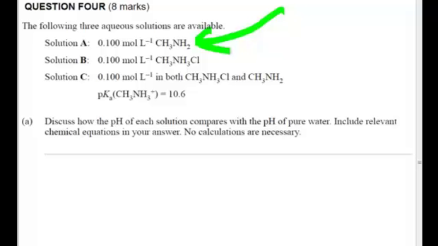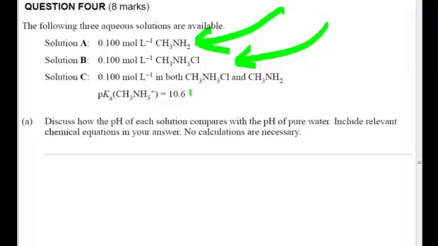salt, that the CH3NH3 plus is in fact the conjugate acid. So we're looking at a weak base here for solution A. When we split these two up, we're looking at the Cl minus, which does nothing with water, but the conjugate acid, CH3NH3 plus, is obviously going to act as a weak acid, and that will create an acidic solution.